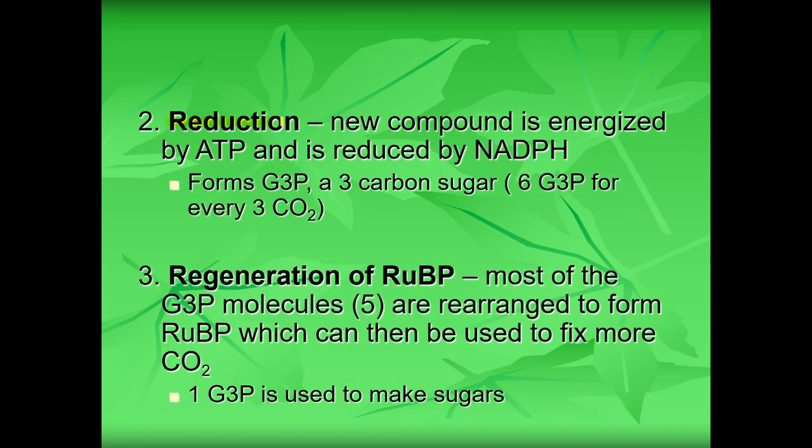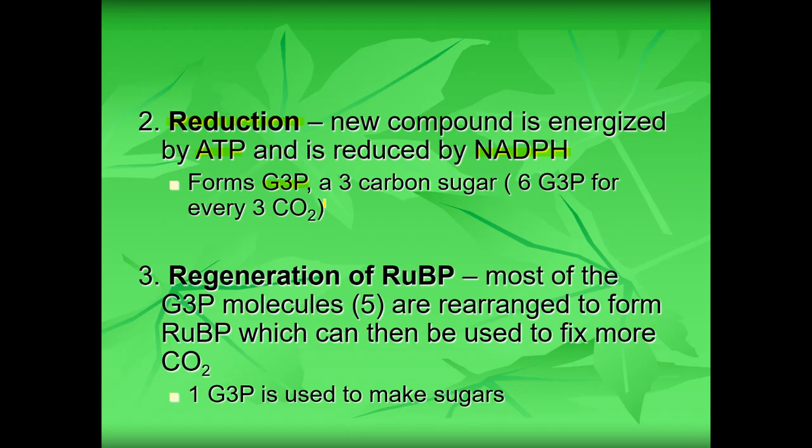This is where the reduction phase is. Remember, Leo the lion says grr: oxidation is a loss of electrons, reduction is a gain of electrons. So when we reduce something, we're energizing it. Those compounds that are made are going to be energized by ATP and NADPH. Remember, these came from the light-dependent reactions. And they're going to form G3Ps.